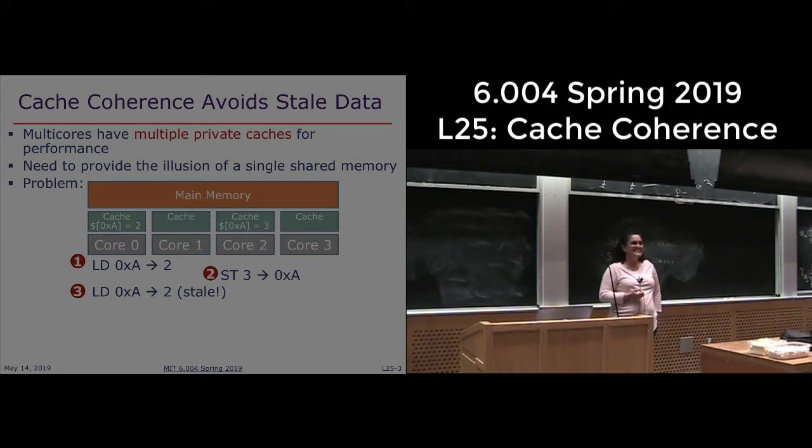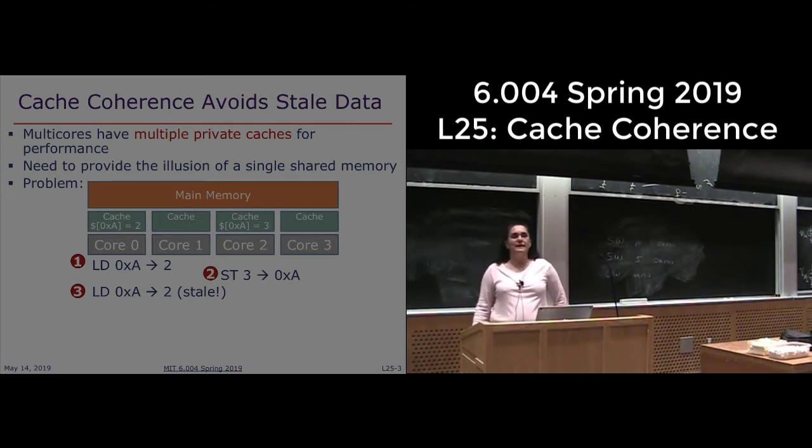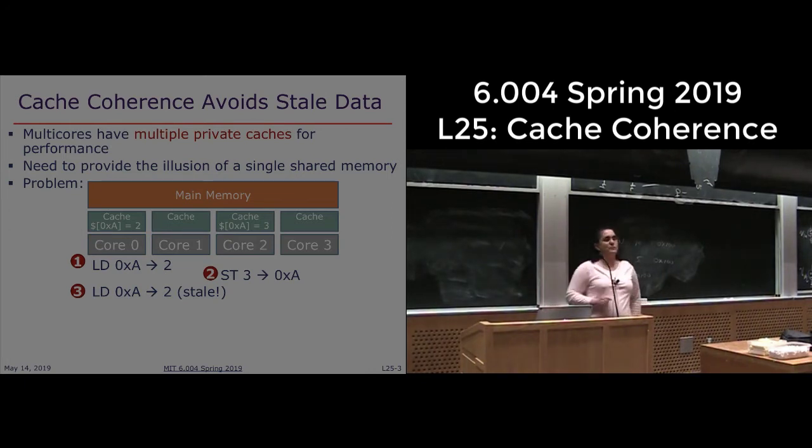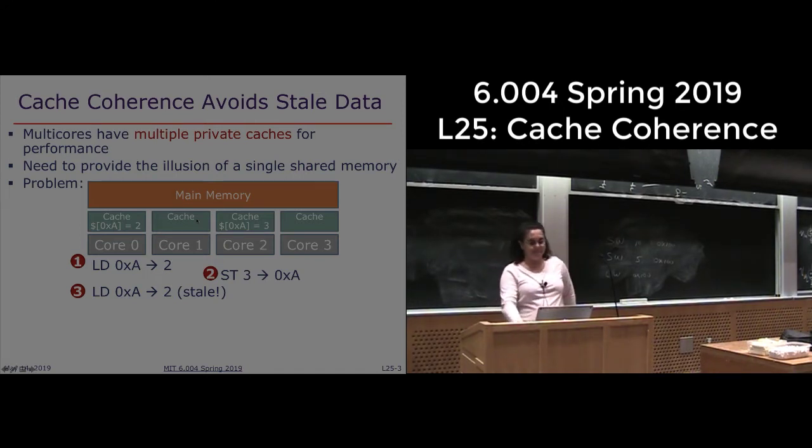What was that? Yeah, it's going to load the 2 from its cache. Exactly, right? We learned that what happens with our cache is we're going to check, is the address that I'm looking for in my cache? It's going to get a hit, and so it's going to return a 2, when really we should have it return a 3.